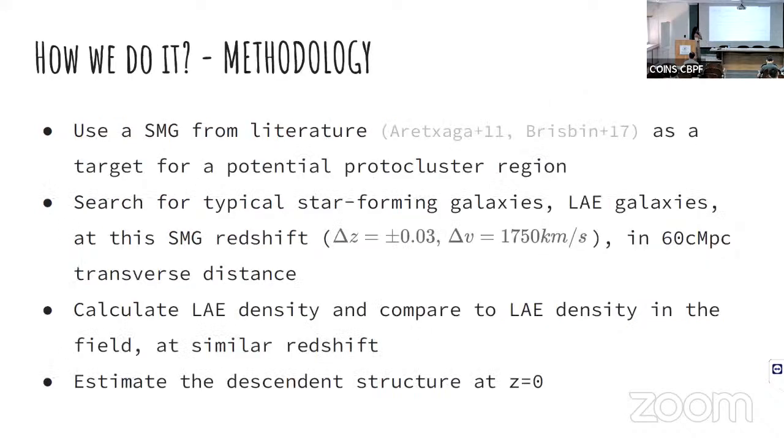So just refreshing the methodology, we use submillimeter galaxies from the literature as a target for a potential protocluster region. Then we search for typical star-forming galaxies, the Lyman alpha emitter galaxies at this SMG redshift. It's a narrow interval in the redshift, it's 0.03. And the field of view of IMAX allows us to probe a region of 60 comoving megaparsec. Then we calculate Lyman alpha emitter density in this region and compare to Lyman alpha emitter density in the field at a similar redshift. And then we estimate the descendant structure at redshift 0.